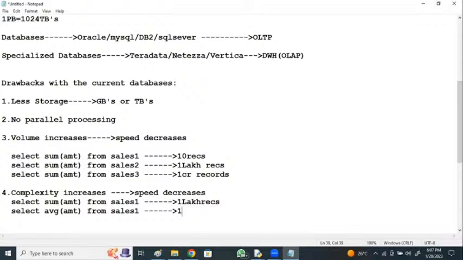Select sum of amount from sales one, 1 lakh records. Average amount from sales one, sorry, 1 lakh only. Assume sales one, same table, right?